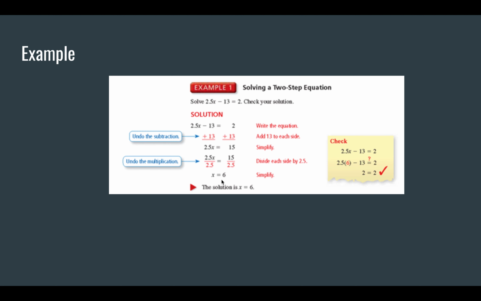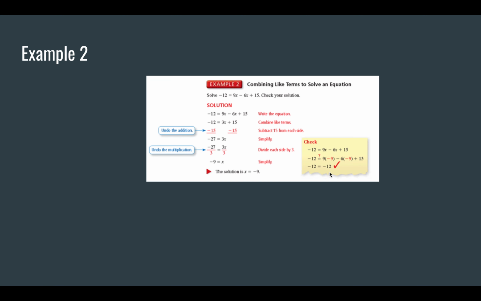But we don't know if this solution is right, so they make you check it. To check it, you just insert 6 for the x value, and if you get the same answer on both sides, then it's the right answer. So in this case, it's 2 equals 2, so it's right.